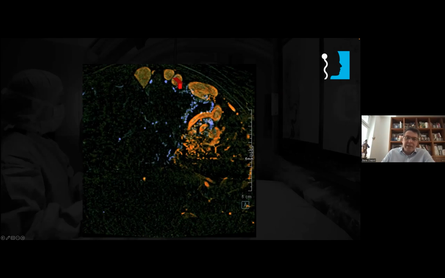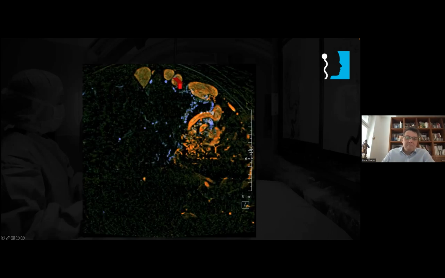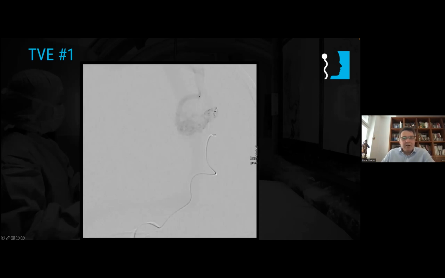This is a coronal picture, and here is a coronal picture after selective injections of one of the feeders, where we see this vein. And is this vein the same as that one? Maybe, maybe not. How to be sure? There's one way to be sure that is quite simple, which is to do another 6D while combining a fusion from guiding catheter and selective injection.